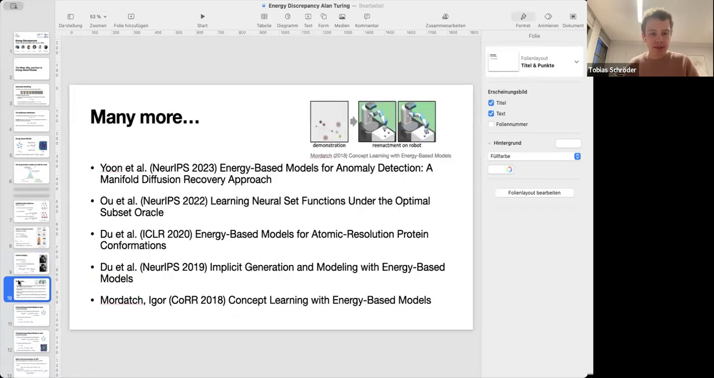And there's many more applications of these models, like concept learning for robotics, anomaly detection, and so on. So this is a slide of references if you're interested in learning more about this topic on how to apply it.